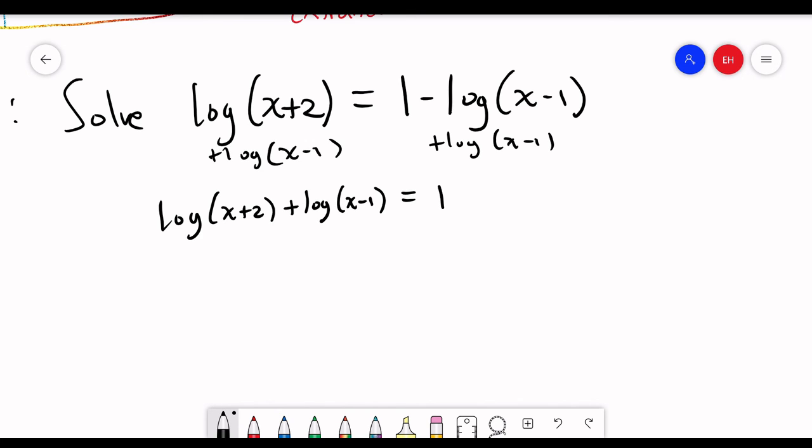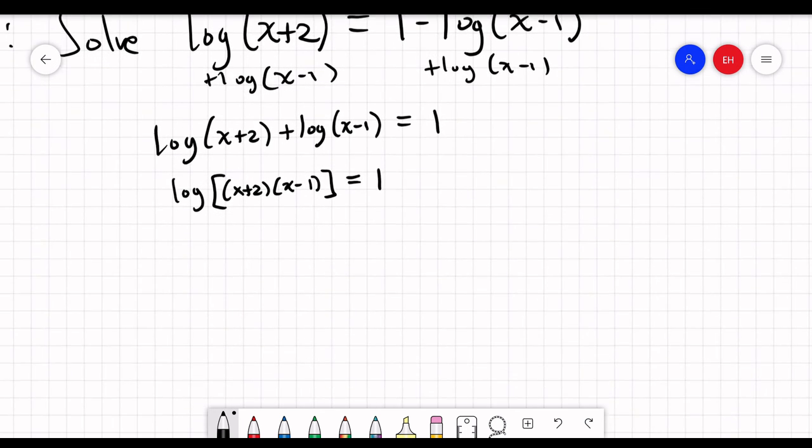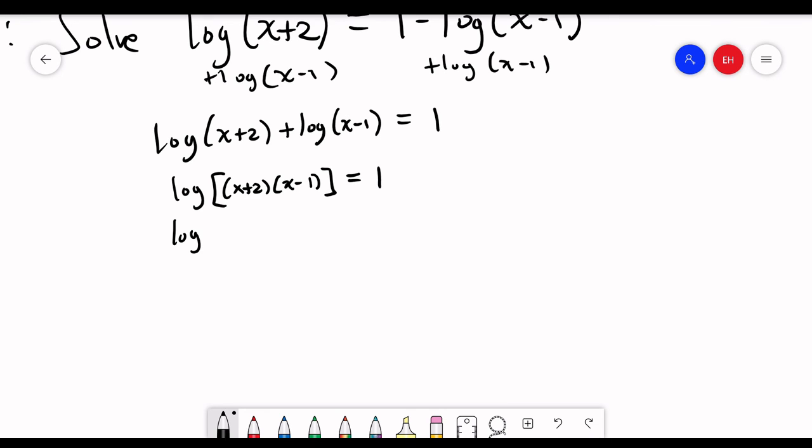Now we can combine this into one log. If we add two logs, we can combine it into one log as long as we multiply the inside. So we can do that. Log of x plus 2 times x minus 1 equals 1. I'm going to bust out the FOIL action. So I get x squared plus 2x minus x minus 2 is equal to 1.